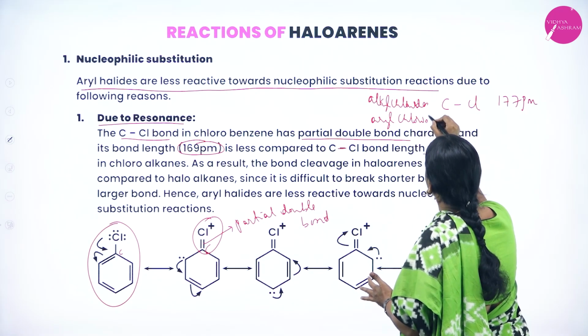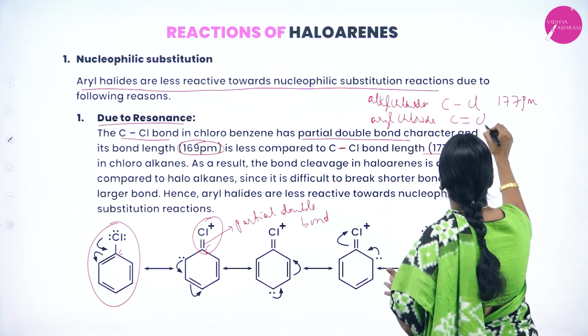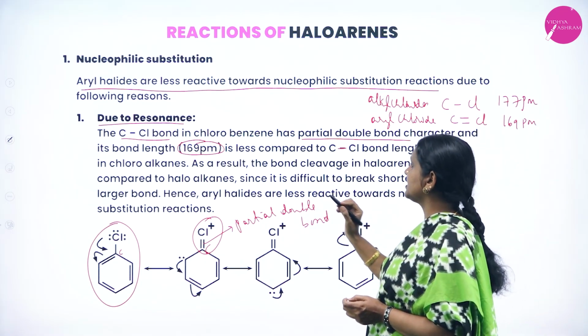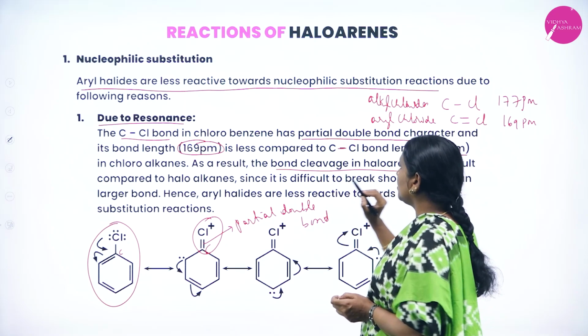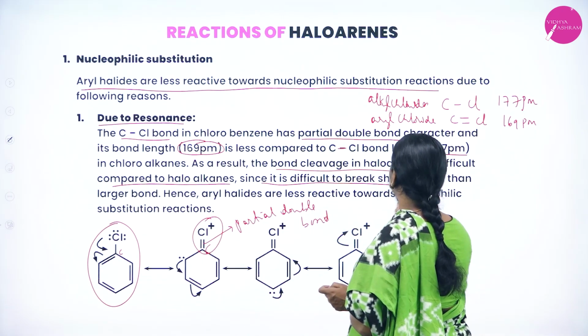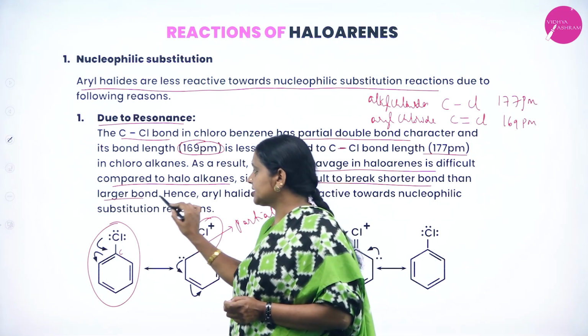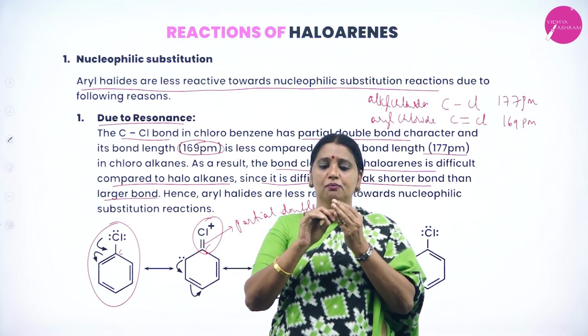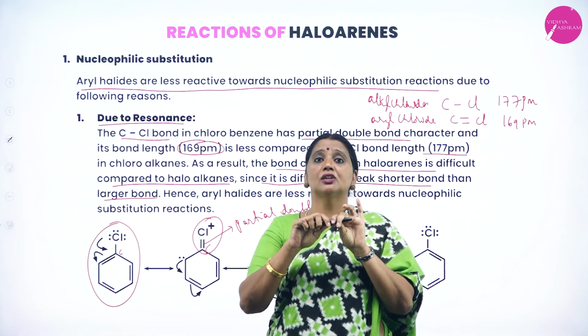In aryl chloride, the carbon-chlorine double bond has a bond length of 169 picometer. As a result, bond cleavage in haloarene is difficult compared to haloalkane, since it is difficult to break a shorter bond than a larger bond. When the bond is larger, it is easy to break. When the bond is shorter, it is very difficult to break.